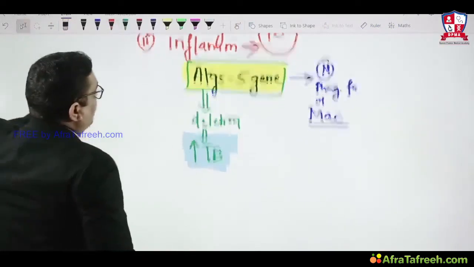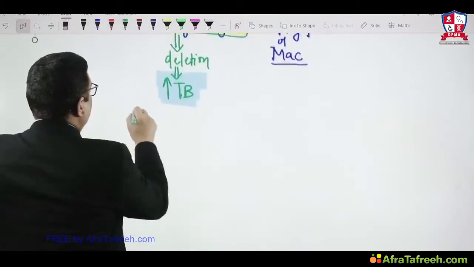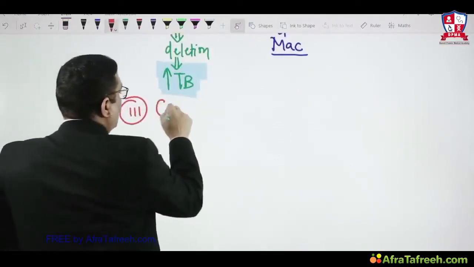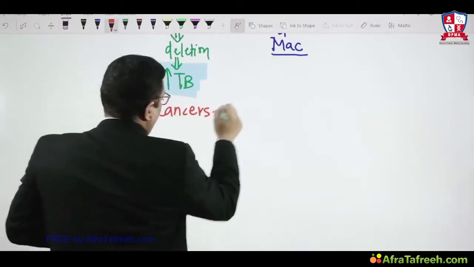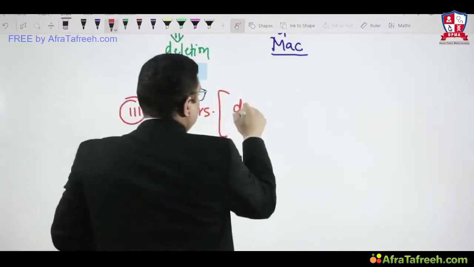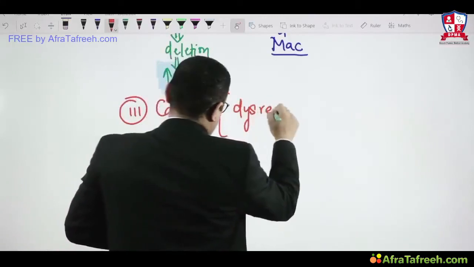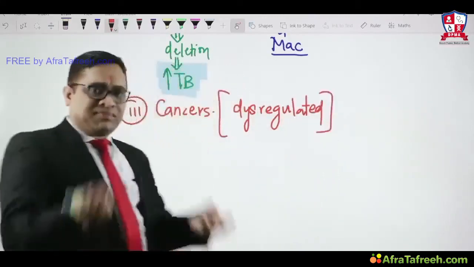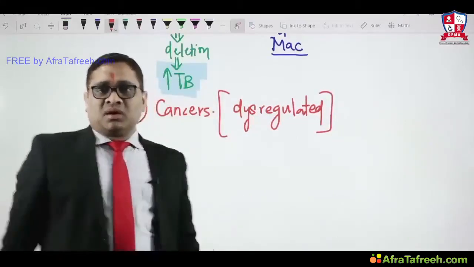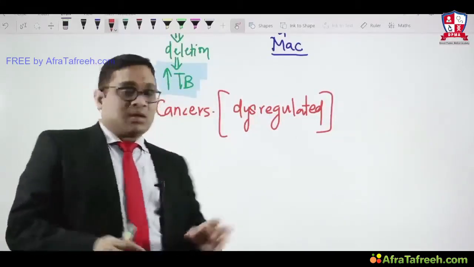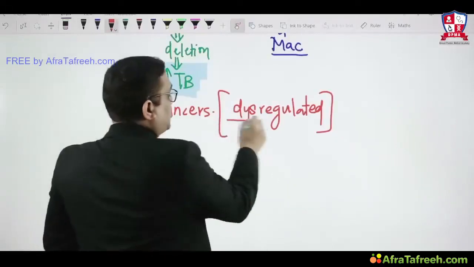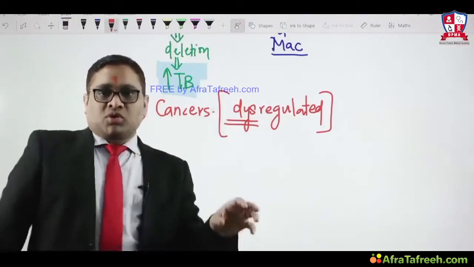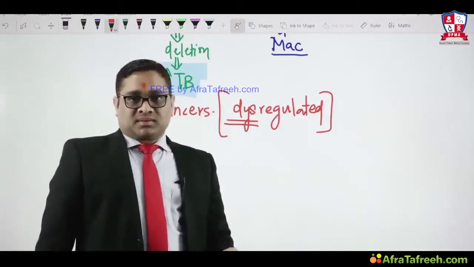So atrophy, inflammation, and third, also associated with cancers, and in cancers autophagy is dysregulated. This point we have to keep in mind, because in cancers autophagy means self-eating. Self-eating can remove the cancer cell also, but what is happening? Autophagy is dysregulated, not normal, so it will become abnormal. There will be reduced autophagy in cancer cells, right?